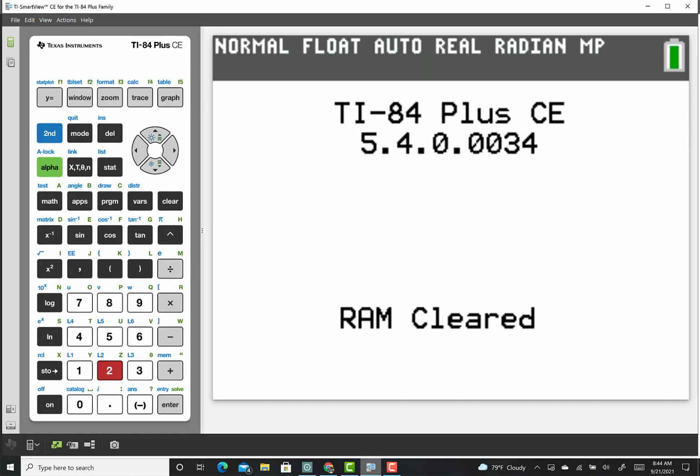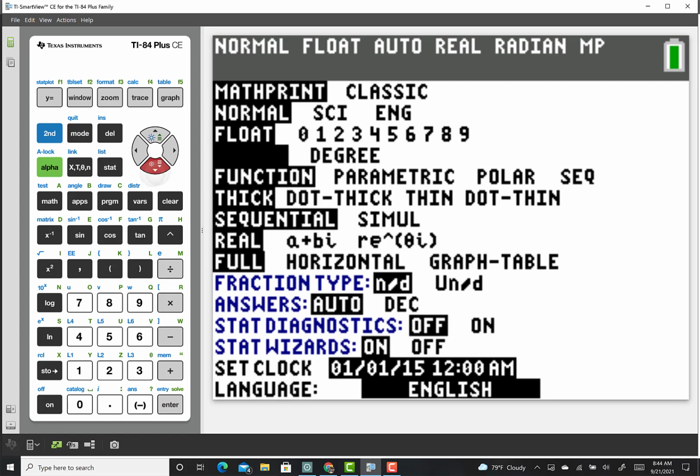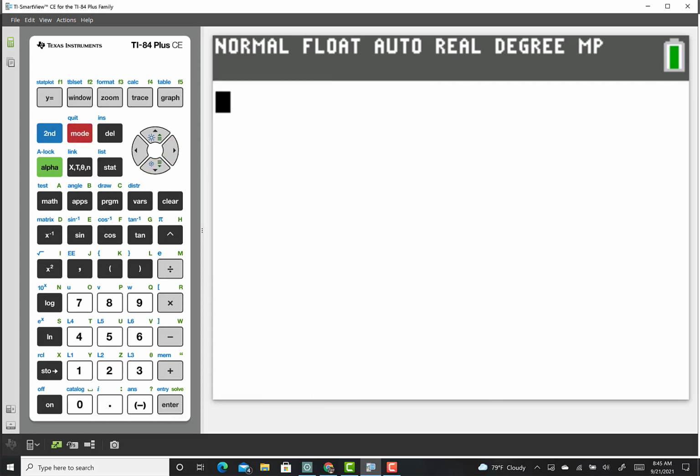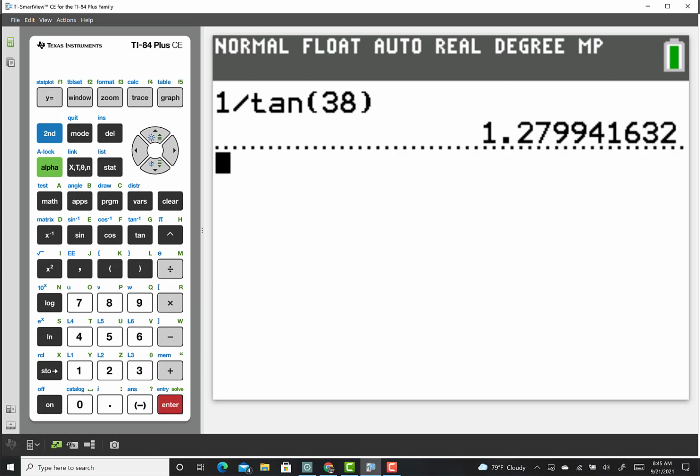I take my calculator, make sure it's in degree mode. It is currently not in degree mode. Mode, degree, enter. And now it's in degree mode. Your old ones, these yellow ones, don't have this bar on the top, but if you have a newer one, it does. Now I'm just going to type 1 divided by tan 38. And there it is, 1.2799.